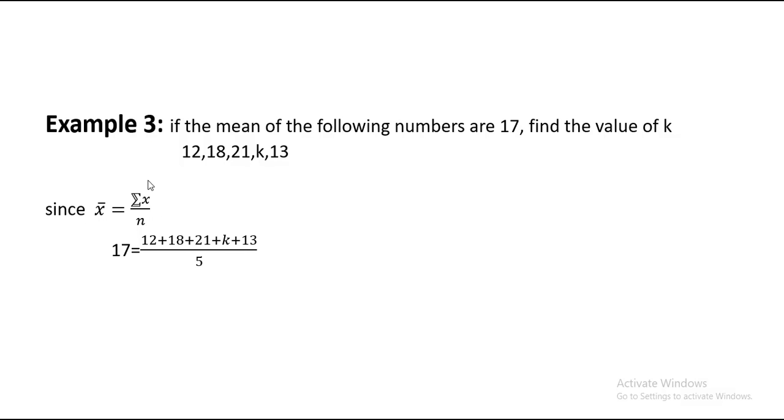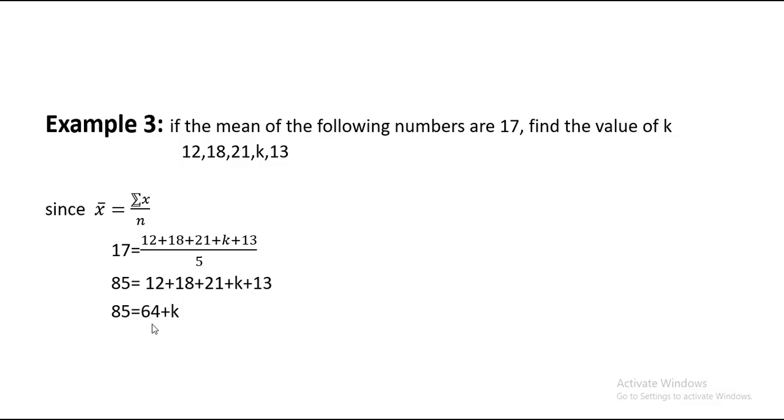Since these all are my observations, my x, I'm just adding all these observations: 12 plus 18 plus 21 plus k plus 13. Now this 5 is in the denominator. If I multiply it with this number, 17 multiplied by 5 will give me 85, right? And 12 plus 18 plus 21 plus k plus 13 are written as it is. Now in the next step, we are going to add all these numbers, that is 12, 18, 21 and 13.